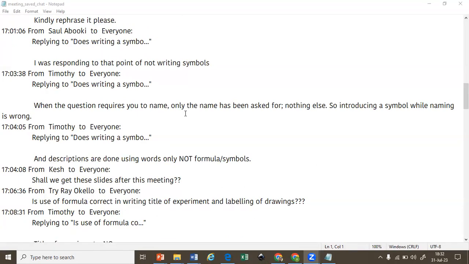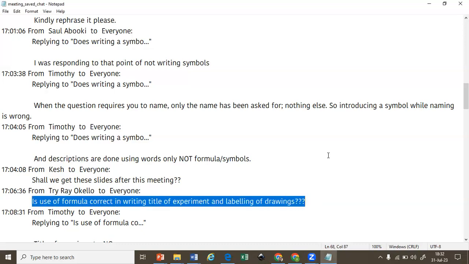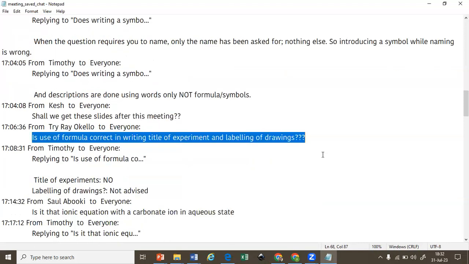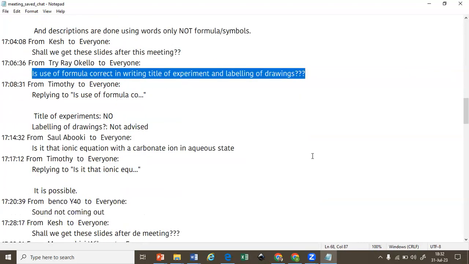Someone was asking, is use of formula correct in writing the title of experiment and labeling of drawings? I think I answered that and I was very clear. We do not use formula. This paper, please emphasize the use of names.